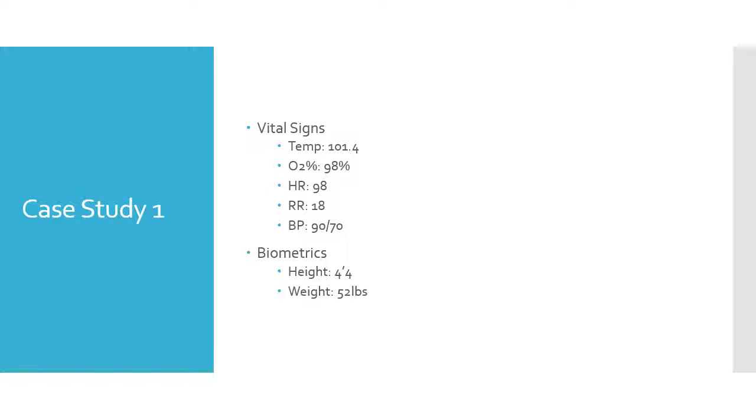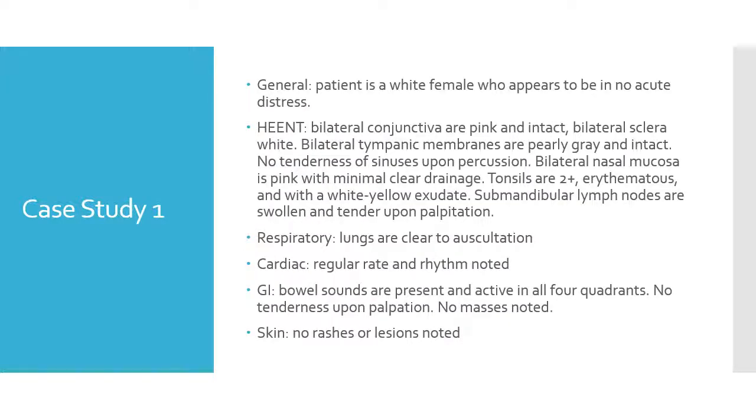Her vital signs are stable except for her temperature is 101.4. The patient is a white female who appears to be in no acute distress. The only issues on her exam were that her tonsils are 2+, they're erythematous, and have white to yellow exudate. Her submandibular lymph nodes are swollen and tender upon palpation.